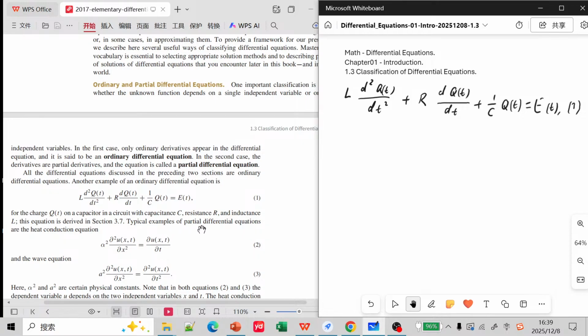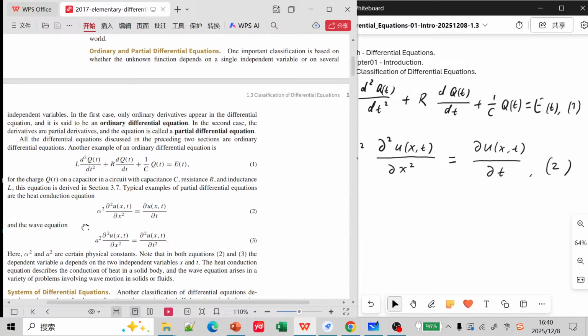Typical examples of partial differential equations are the heat conduction equation: α² times the second partial derivative of u(x,t) with respect to x equals the partial derivative of u(x,t) with respect to t.